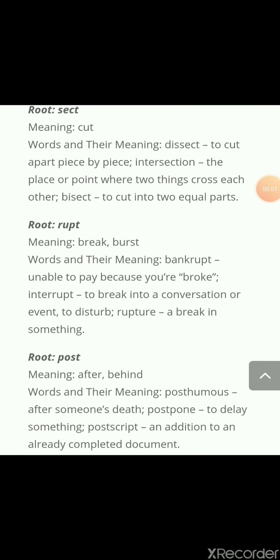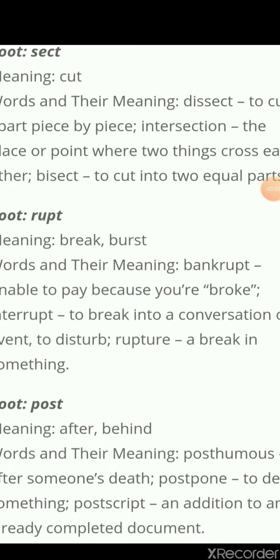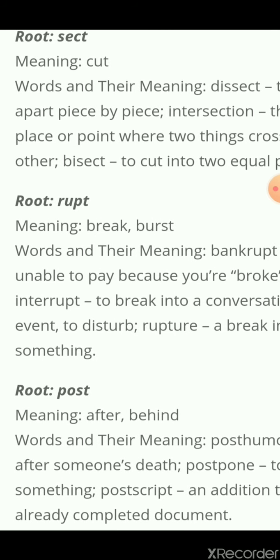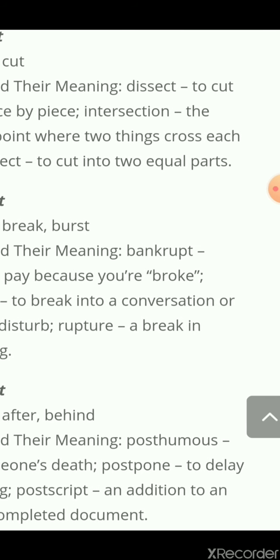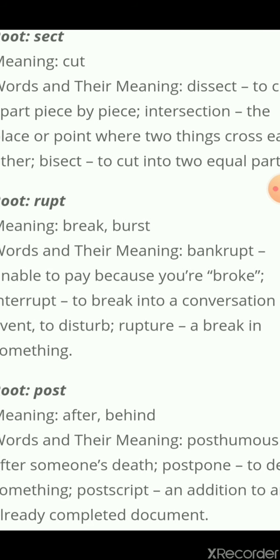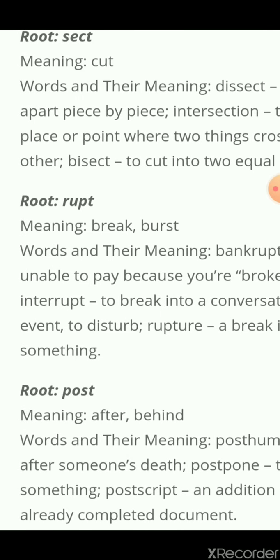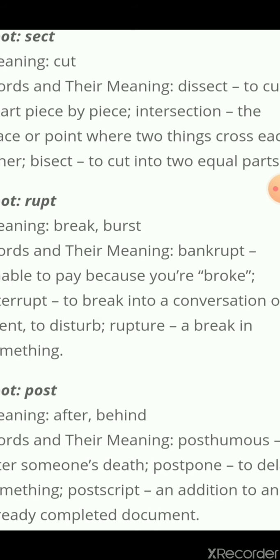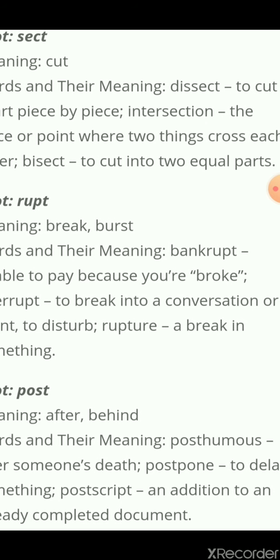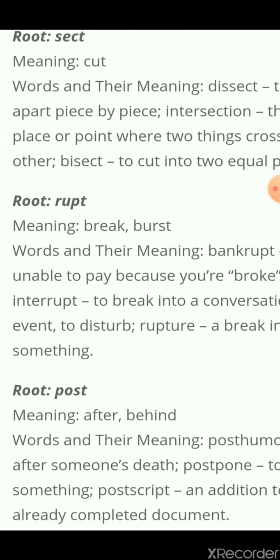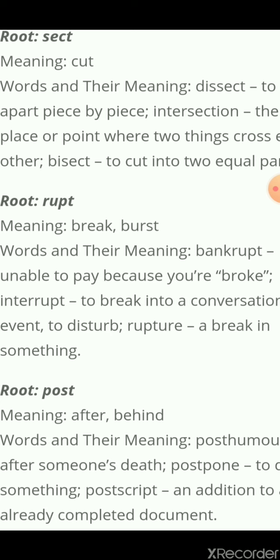Here we have SECT. The next root, its meaning cut. Words and their meaning, look at that. Dissect, to cut apart, piece by piece. Dissect. Intersection. Intersection means the place or point where two things cross each other. Bisect, to cut into two equal parts.